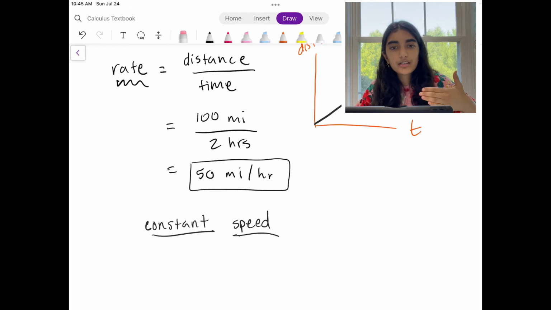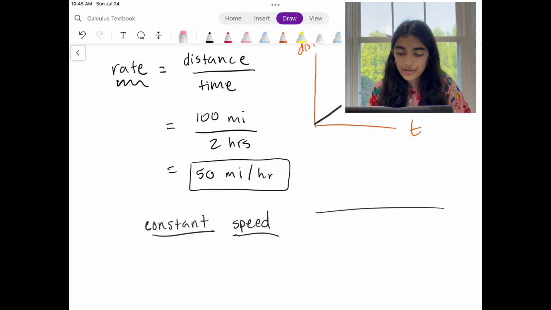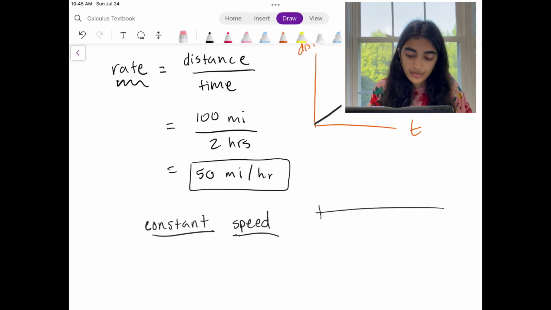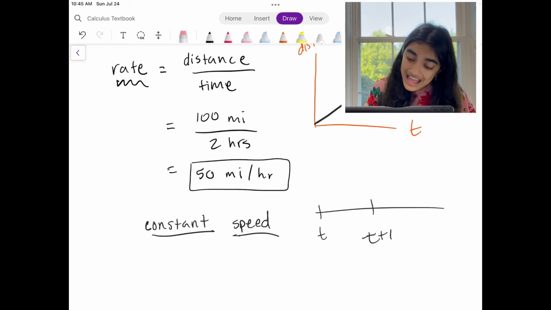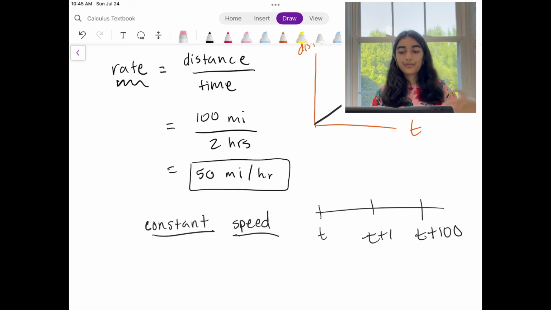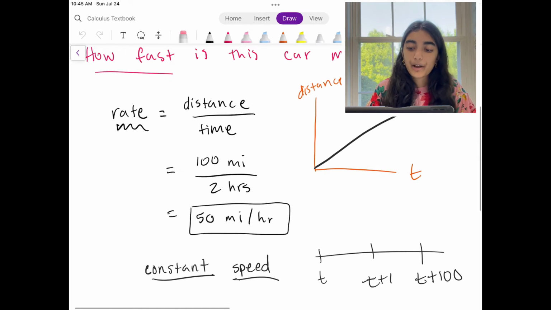At this instant in time, t, it's 50 miles per hour. At this instant of time, t plus 1, it's also 50 miles per hour. And at t plus 100, forget about the units, it might be in seconds or something, also 50 miles per hour, right? We're at a constant speed, okay?